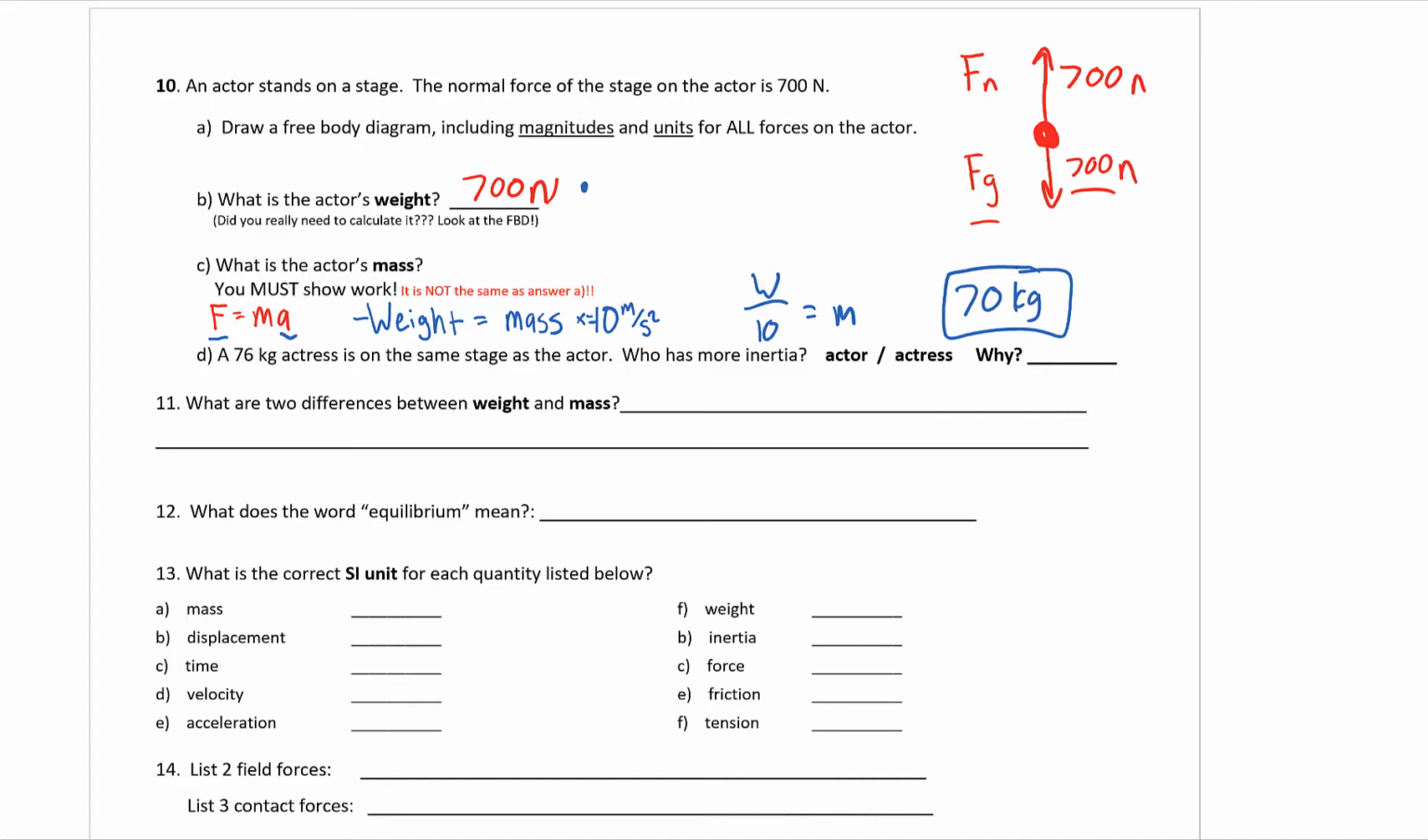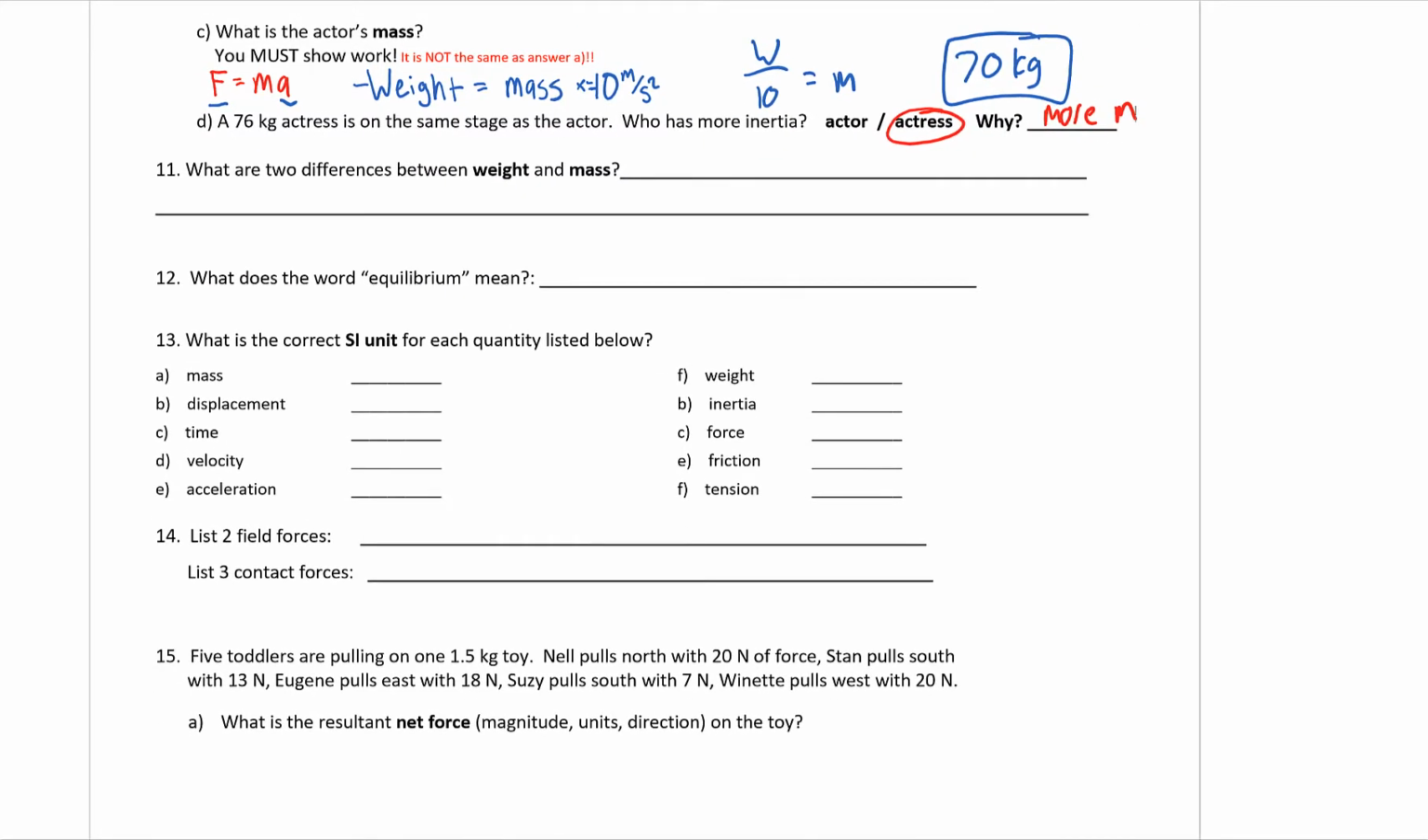So if you have a 76 kilogram actress on the stage, who has more inertia? Well, inertia is directly proportional to mass. The more mass you have, the more inertia you have. It's harder to move you if you're heavier or more massive. So the actress is going to have more inertia because she has more mass. Great.